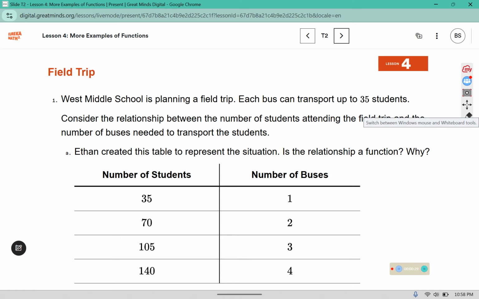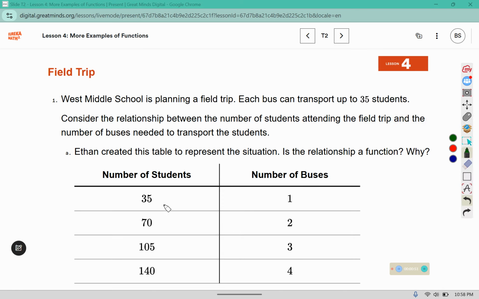West Middle School is planning a field trip. Each bus can transport up to 35 students. Consider the relationship between the number of students attending the field trip and the number of buses needed to transport the students. Ethan created this table to represent the situation. Is this relationship a function? Why?